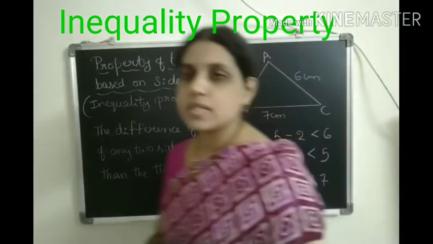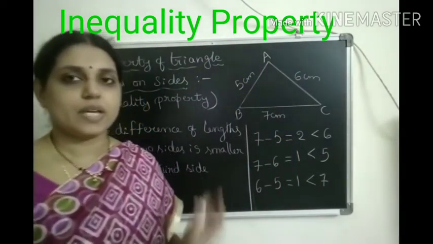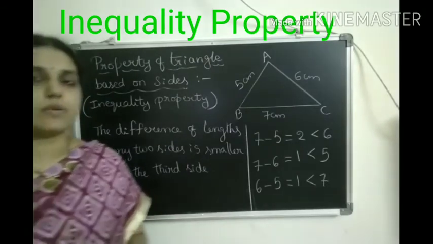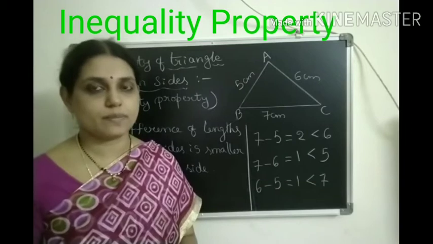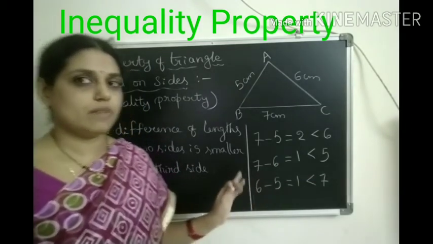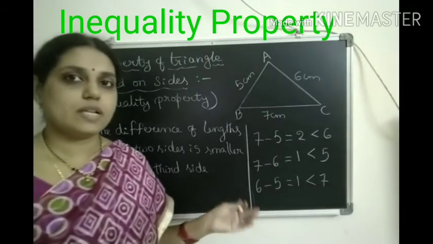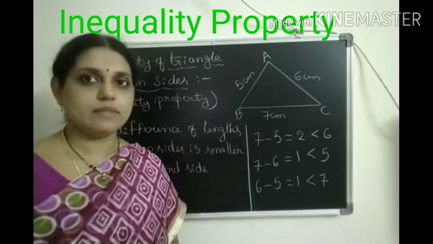Hope you understood. These two are the two inequality properties, but actually any one you can check. Any one property you can check whether it is possible to form the triangle with the given measurements or not. Okay, no need to check both the properties. So just any one you have to check whether it is possible to form the triangle with the given measurements or not. I will give one example.